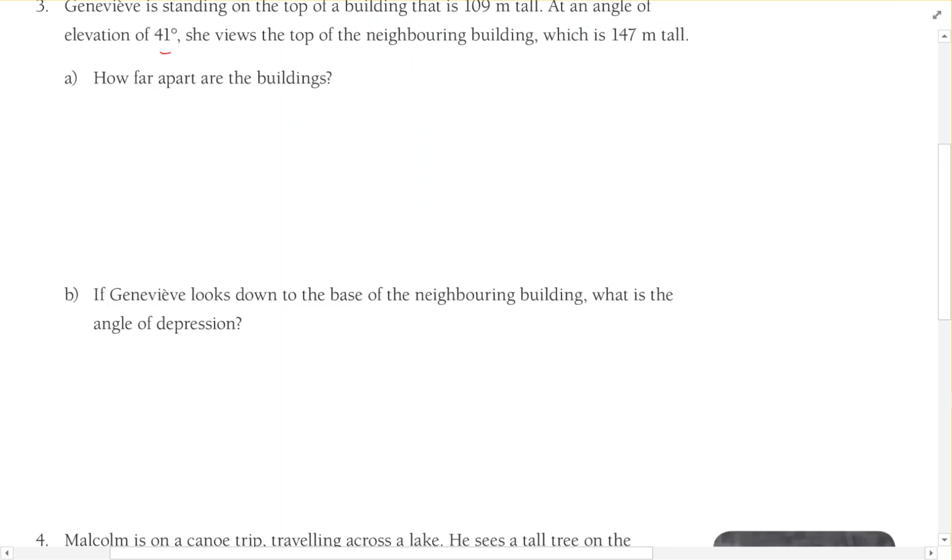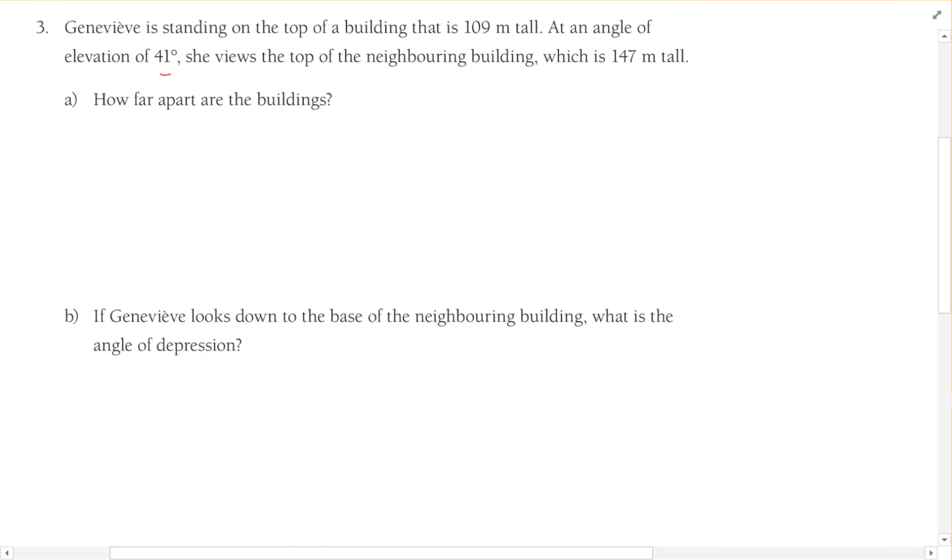Okay, 3B. If Guinevere looks down to the base of the neighboring building, what is the angle of depression? Okay, so go ahead and answer 3B now.